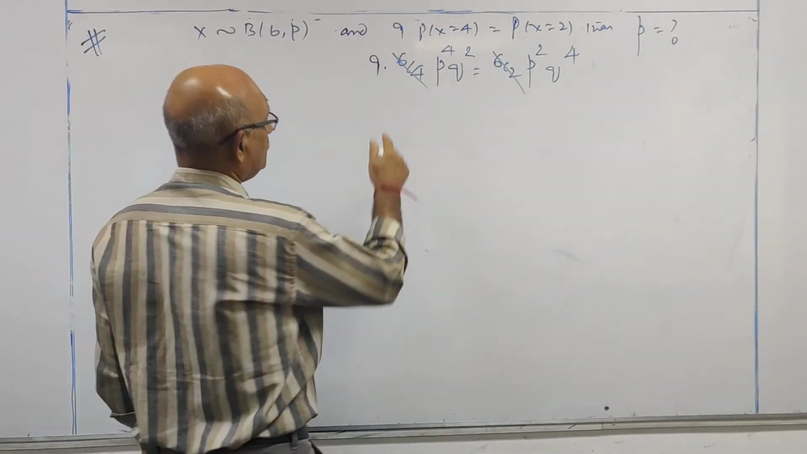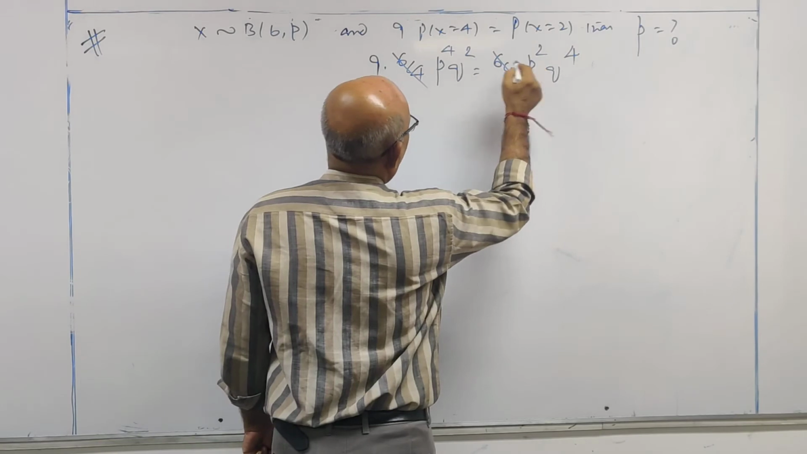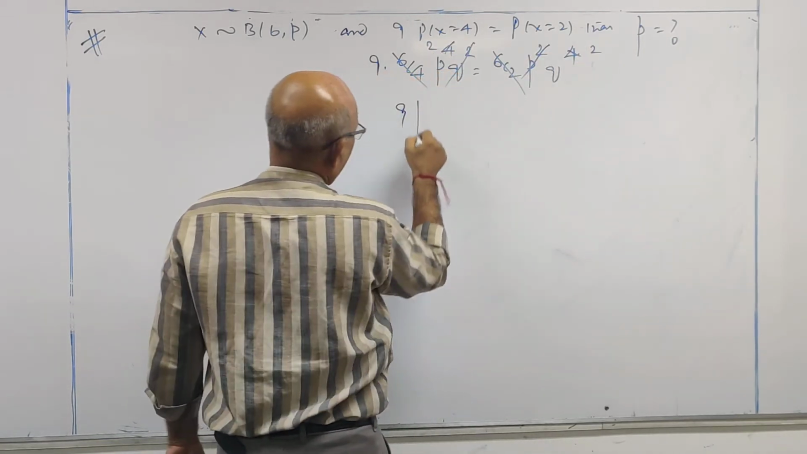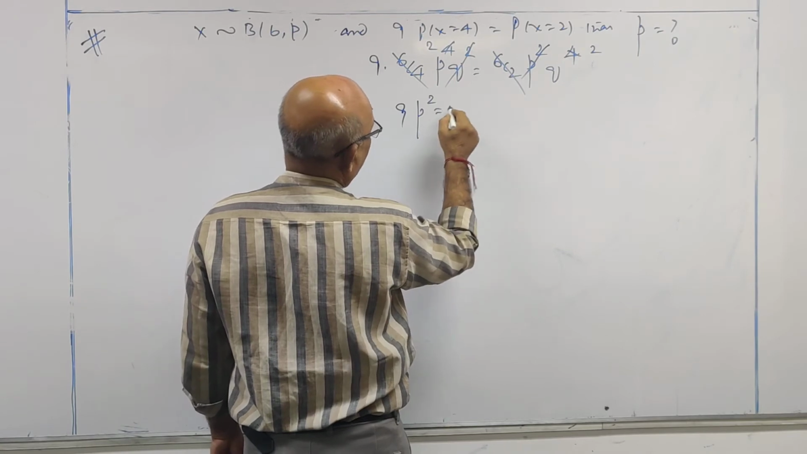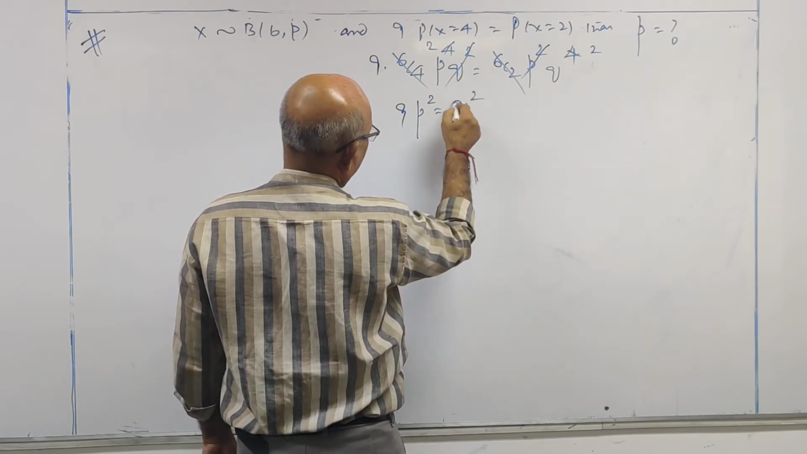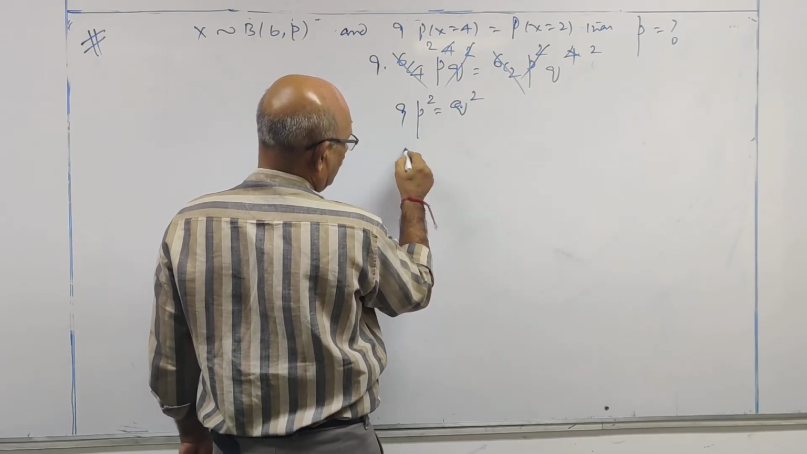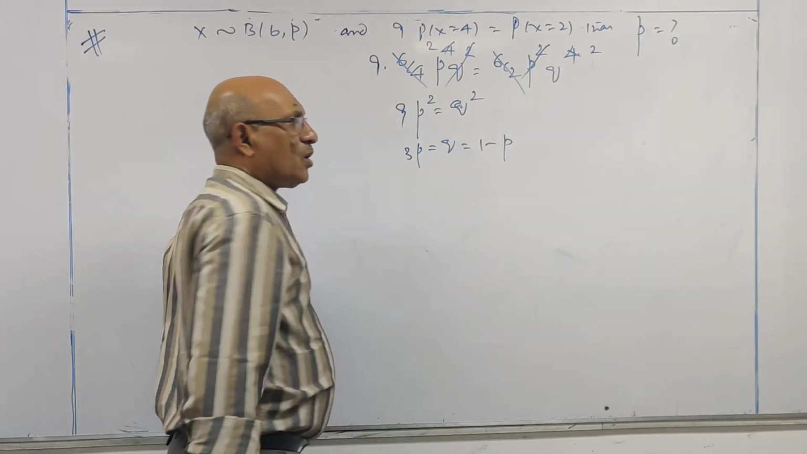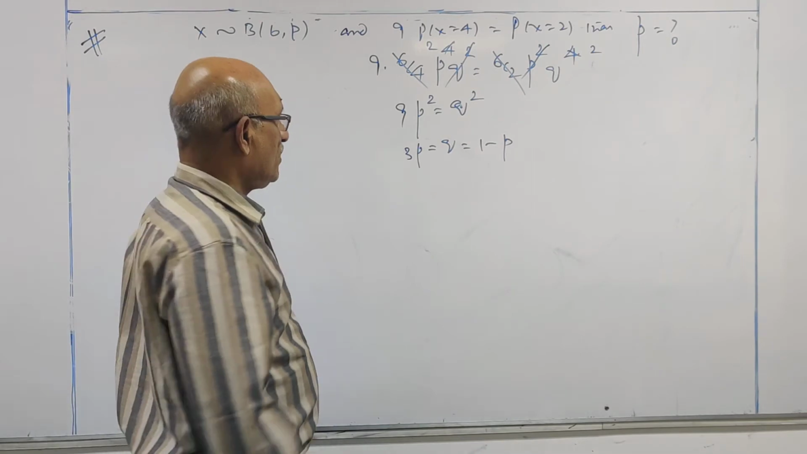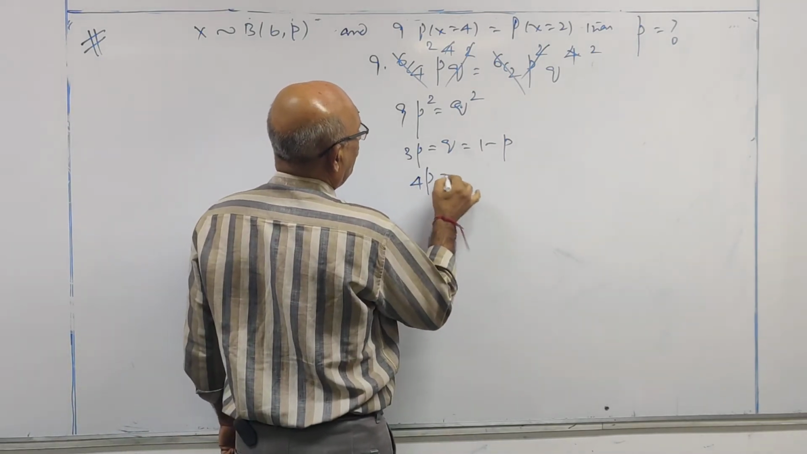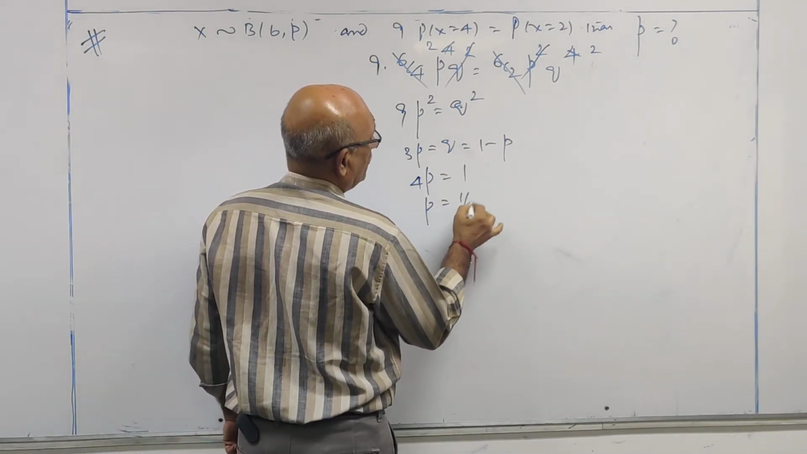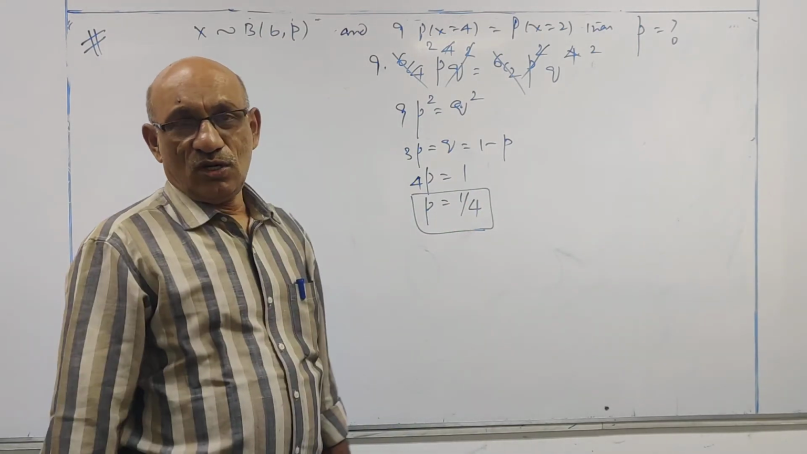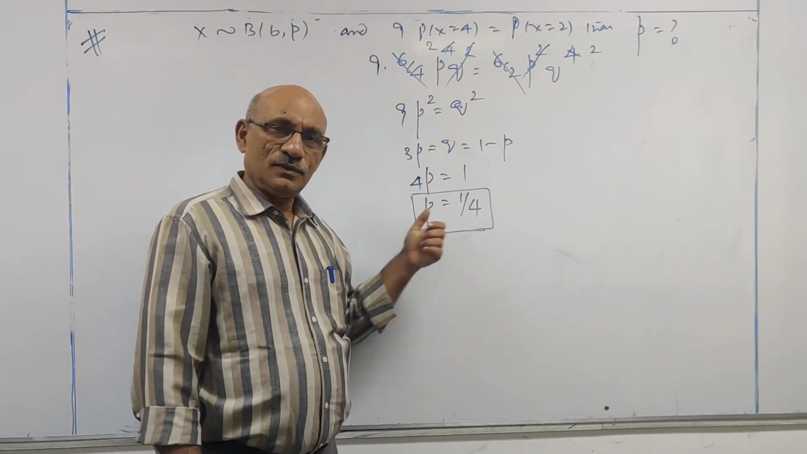6C4 cancels. P square will go 2 times, so q square will go 2 times. 9p square is equal to q square. So if I take square root, 3p is equal to q. Q can also be written as 1 minus p. 4p is equal to 1, p is equal to 1 by 4. P is equal to 1 by 4. This is the answer.